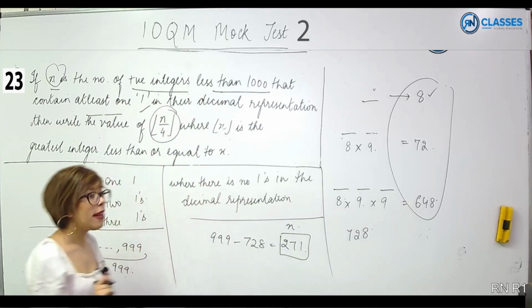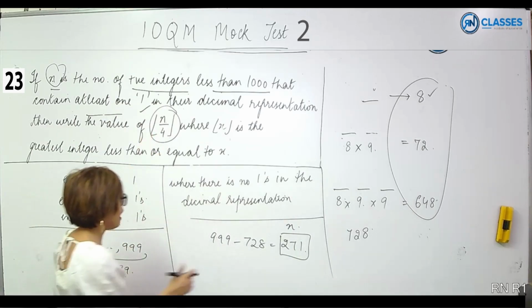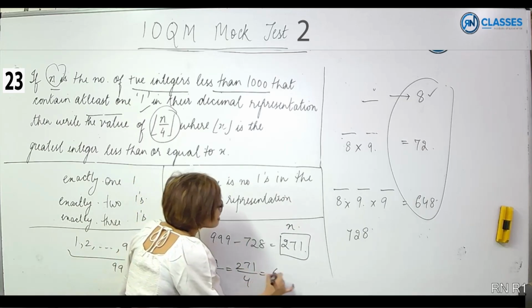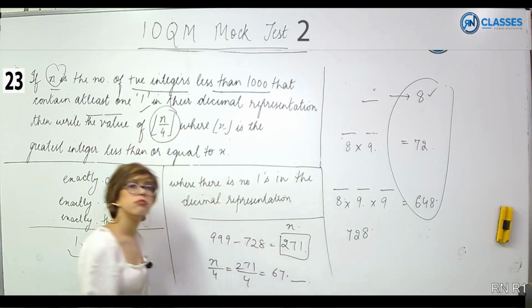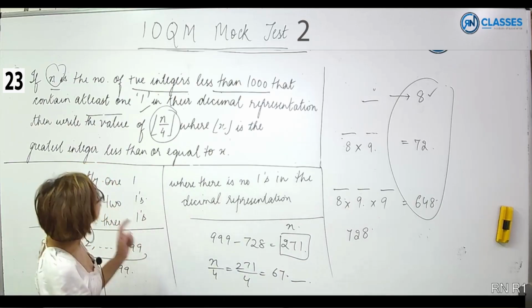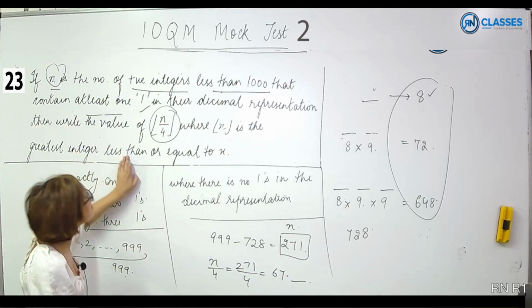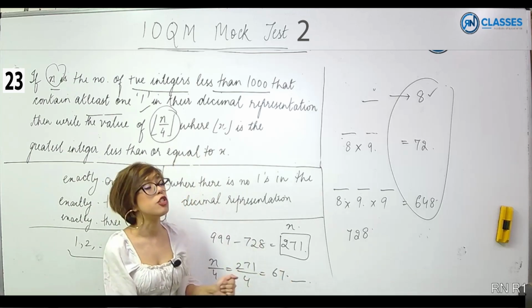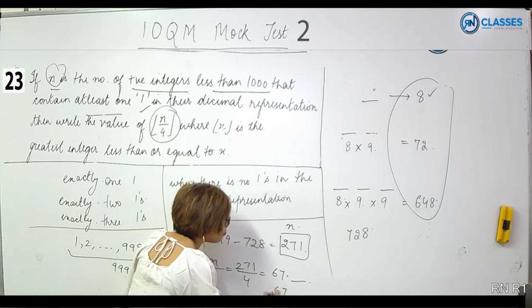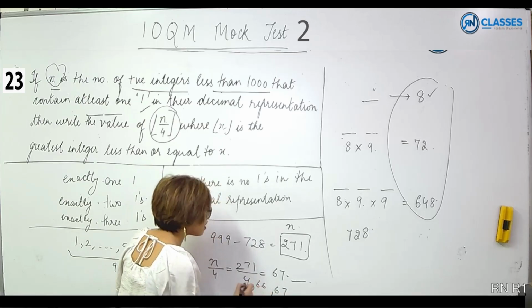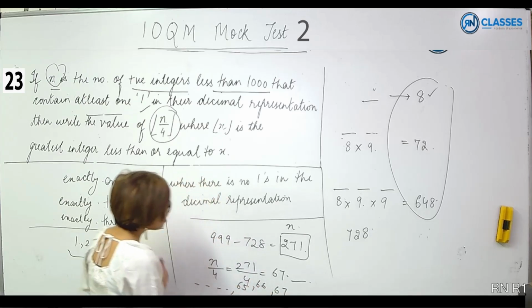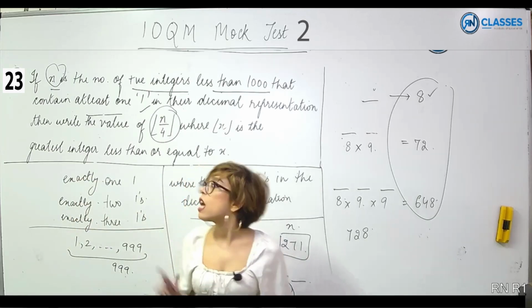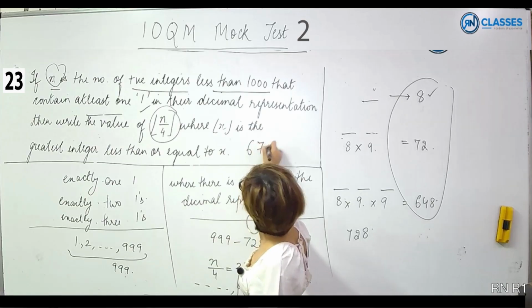But I don't want n. I want n by 4. First of all, n by 4. So that means 271 by 4. That is 67 point something. Right? Now he says I need to find out the greatest integer less than or equal to x. Now this is 67 point something, so the integers below it are 67, then 66, then 65 and so on. It is the greatest among these, which is 67. That is why the answer for this question is 67.